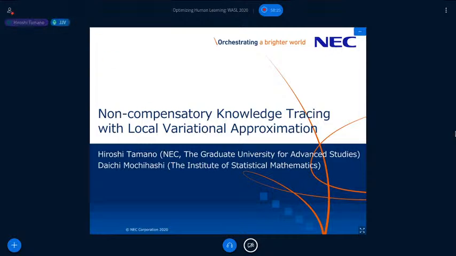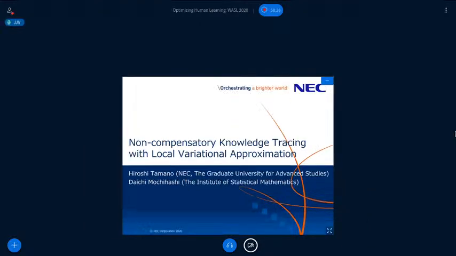So now we welcome Hiroshi Tamano from NEC, who will talk about non-compensatory knowledge tracing. Thank you for introducing. My name is Hiroshi Tamano, and I'm working for NEC and studying at the Graduate University for Advanced Studies. Daichi Mochihashi is my supervisor. In this presentation, I'm going to talk about non-compensatory knowledge tracing with local variational approximation.